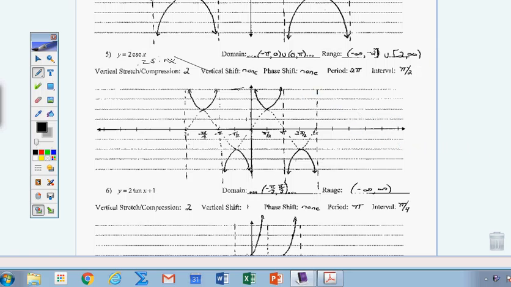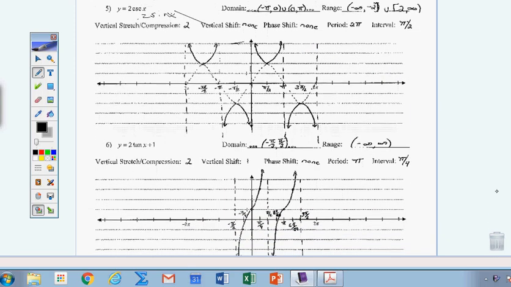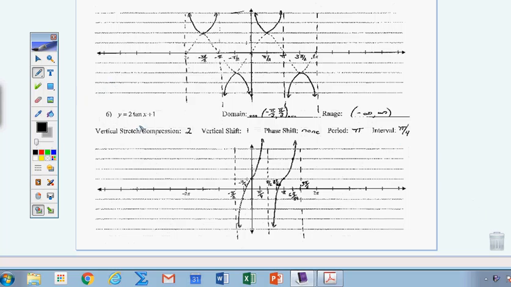All right, so now let's take a look at our tangent graph on number 6. y equals 2 tangent of x plus 1. All right. I know that tangent normally starts at 0, 0, right? Because at 0, tangent is equal to 0. Well, I have a shift of up 1. So I'm just shifting my tangent graph up 1.